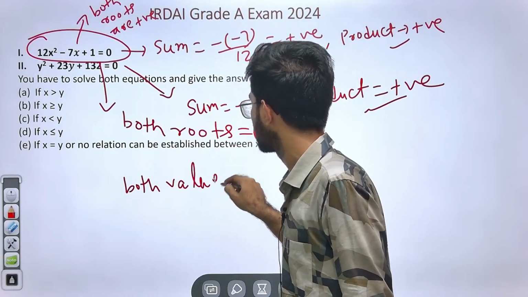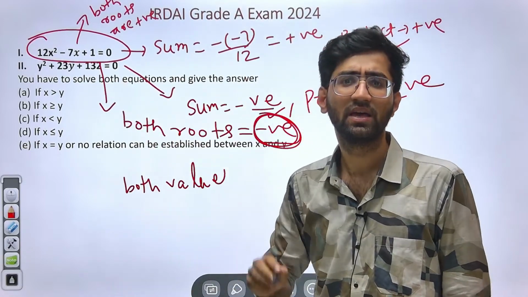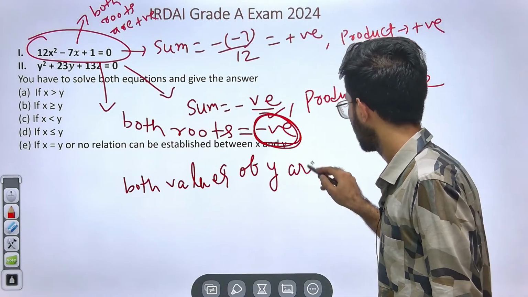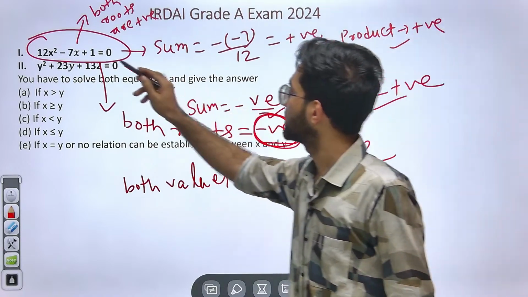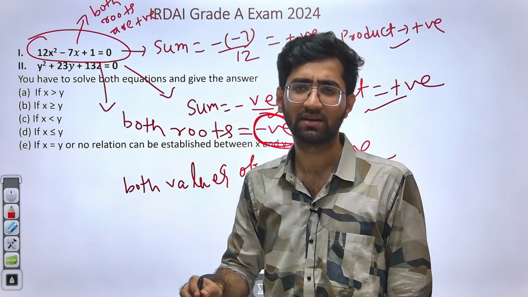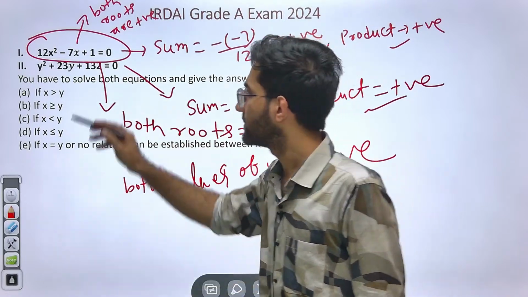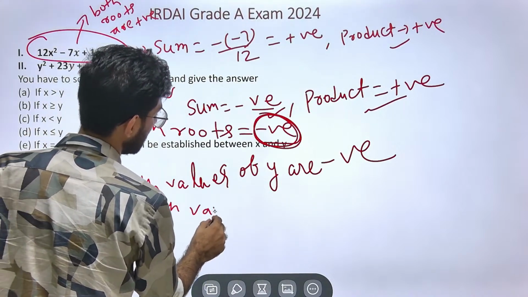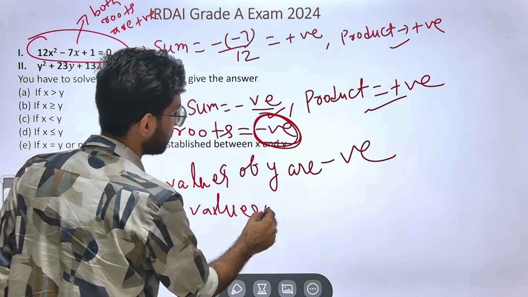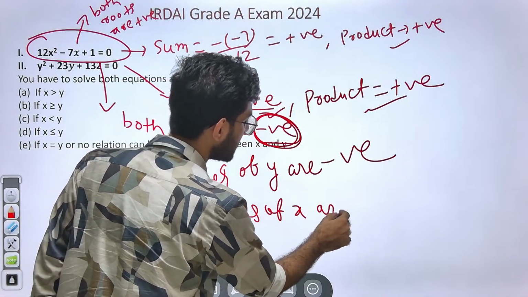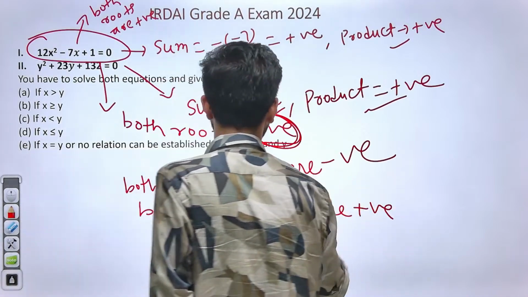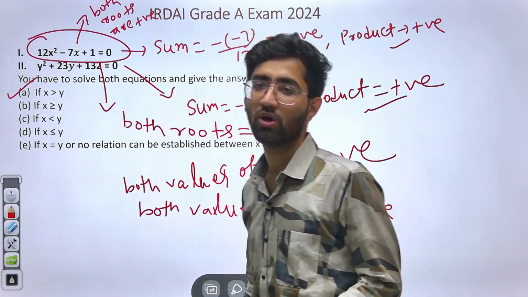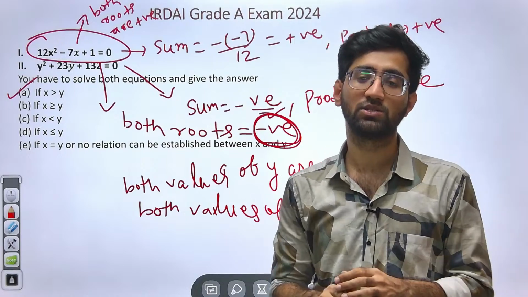If both roots of this quadratic equation in y are negative, means both values of y are negative. And if the roots of the quadratic equation in x are positive, means both values of x are positive. So obviously both values of x will always be greater than both values of y in this case. So you can easily answer option A. So option A is the correct answer of this question, right?